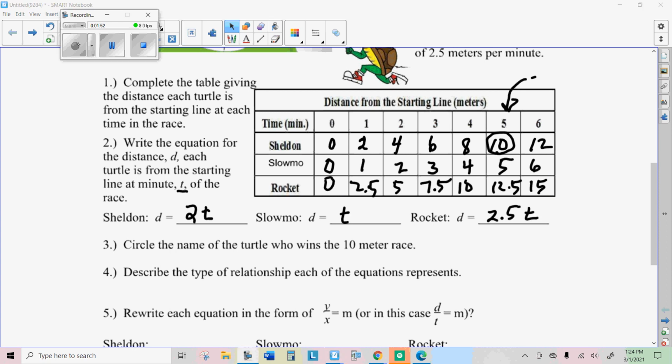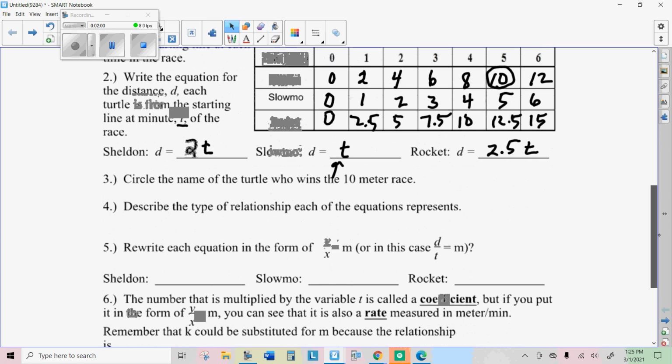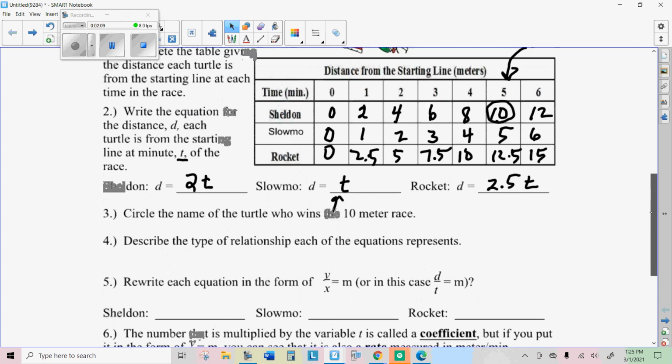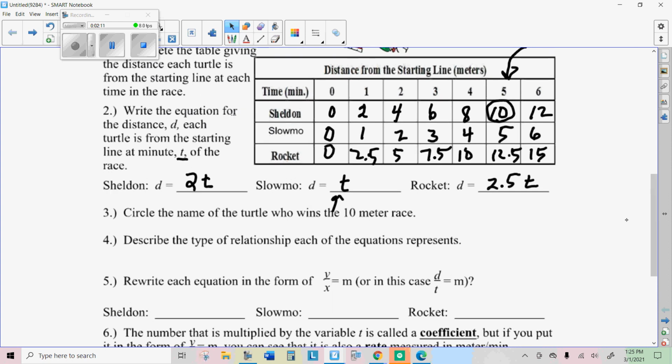All right, now remember I'm a little lazy. You guys might have written 1t here, which would be just fine. When you're multiplying by 1, it doesn't change it, so there's an invisible 1 in mine. Okay, we need to circle the name of the turtle who wins the 10-meter race. So the person that gets to 10 meters first. I'm sure you can figure that out. Go ahead.